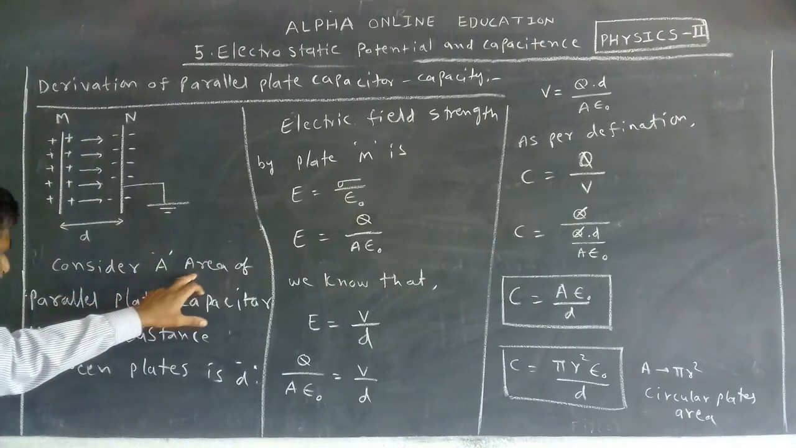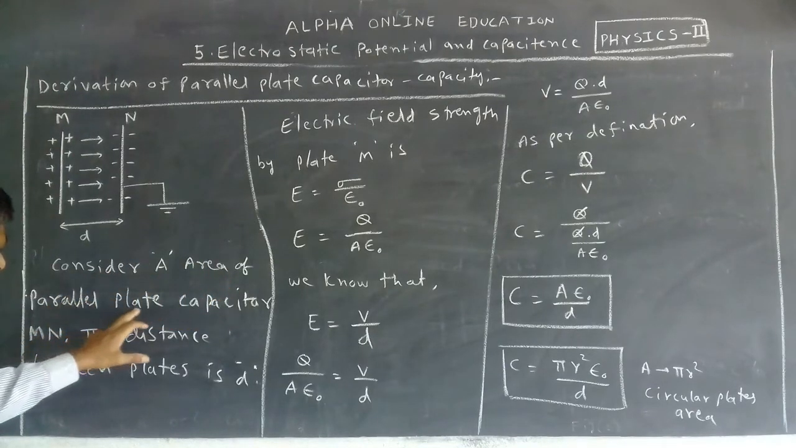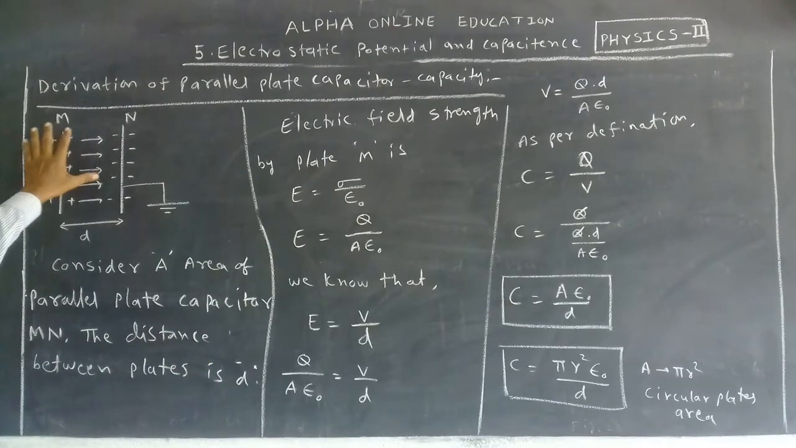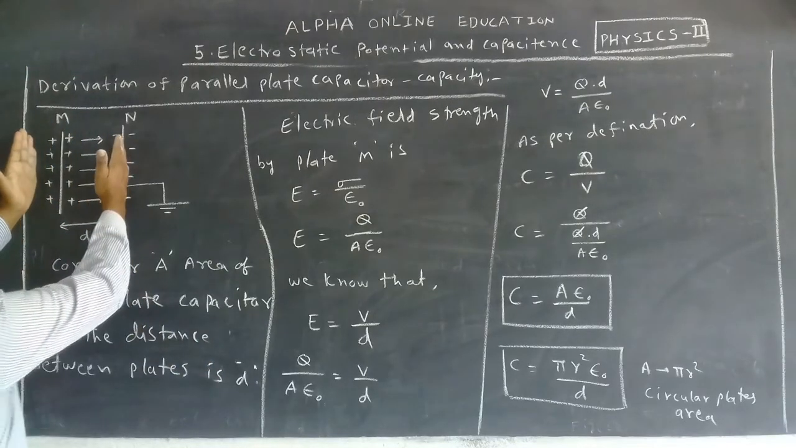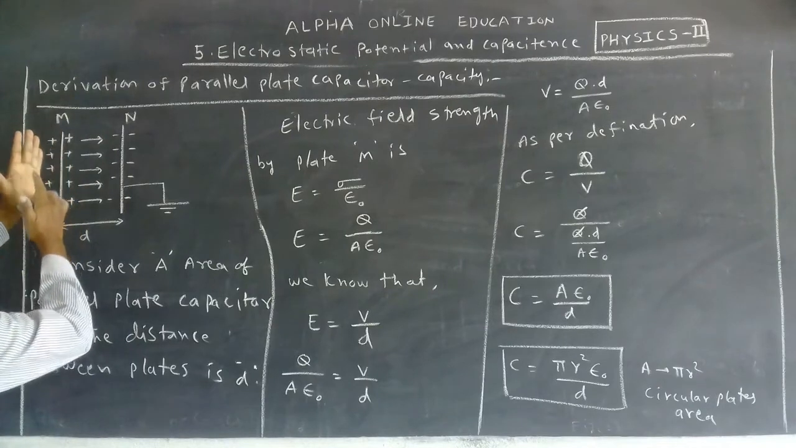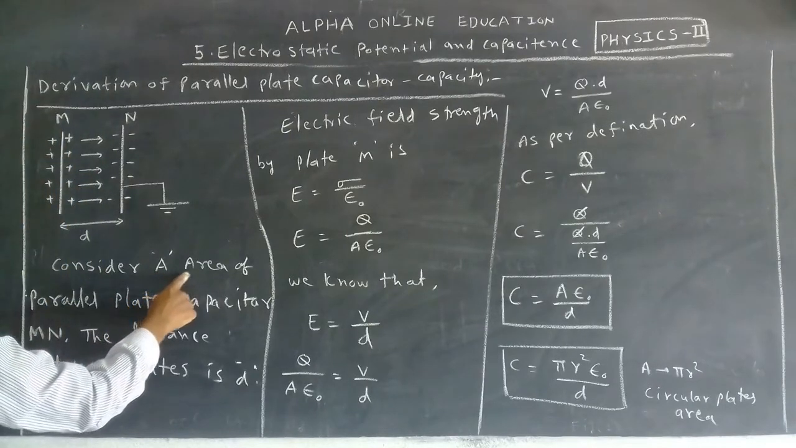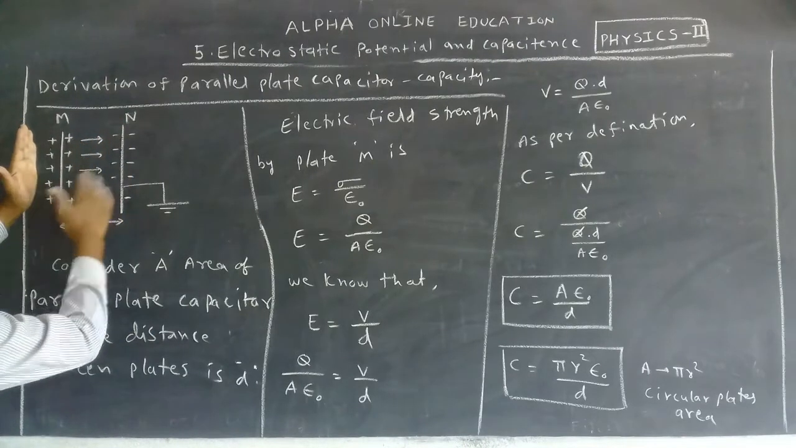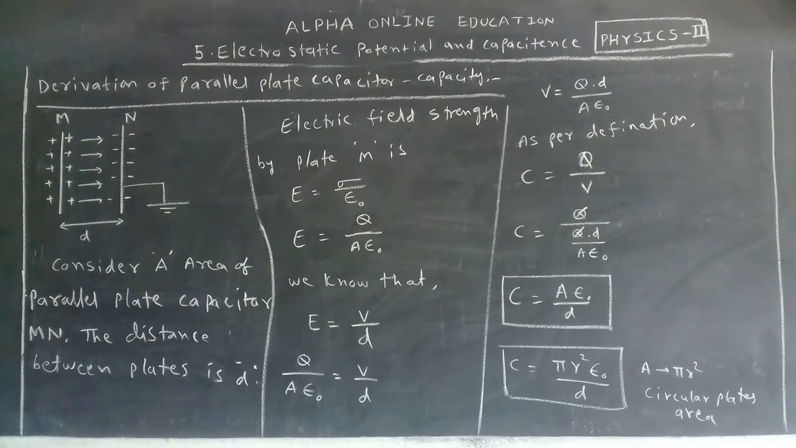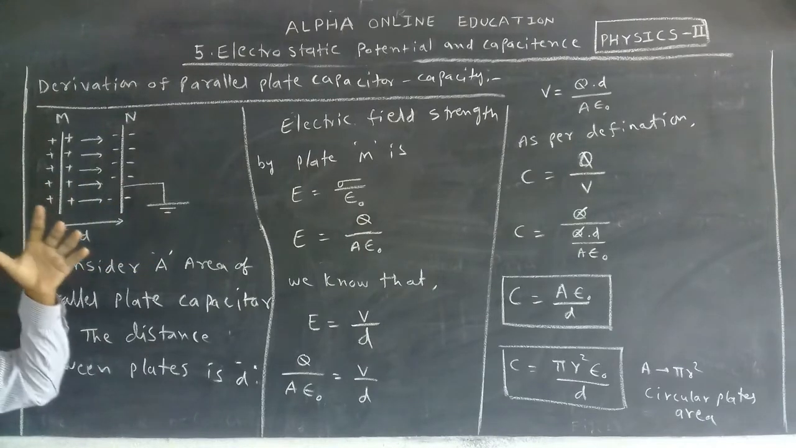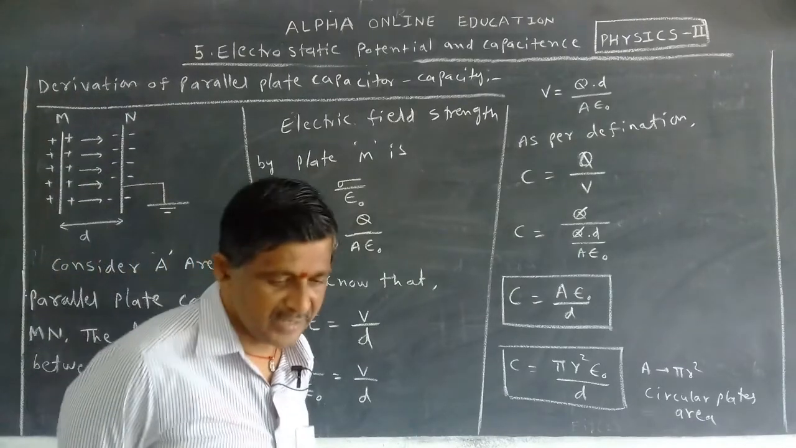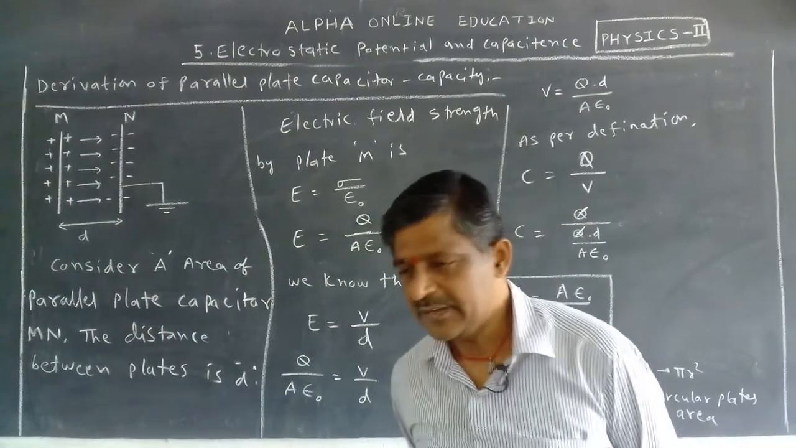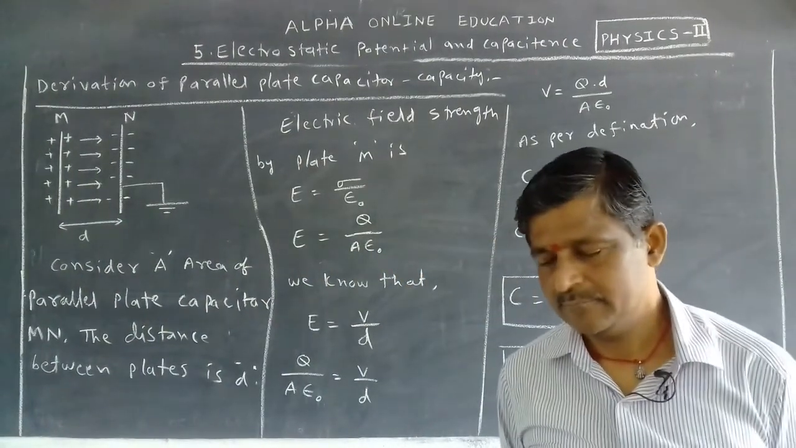Now consider capital A area of parallel plate capacitor MN. This plate area is the same, means area is capital A. Distance between the plates is D. We know that between the plates a uniform electric field is formed. But this is a plate. Plate means metal.